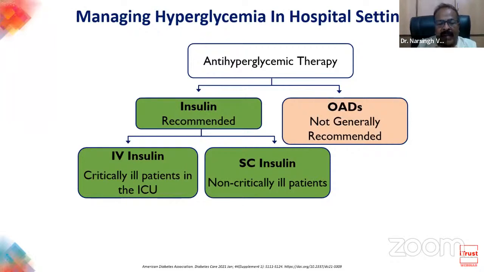So because of these three factors, insulin becomes a drug of choice, not the oral anti-diabetic drugs. And when we say that insulin is the drug of choice, it can be used either as subcutaneous insulin or intravenous insulin. And we all know that intravenous insulin is preferred in critically ill patients while they are in the intensive care unit, while subcutaneous insulin can be given to patients who are hospitalized but not very critical, and here the subcutaneous insulin can be given.